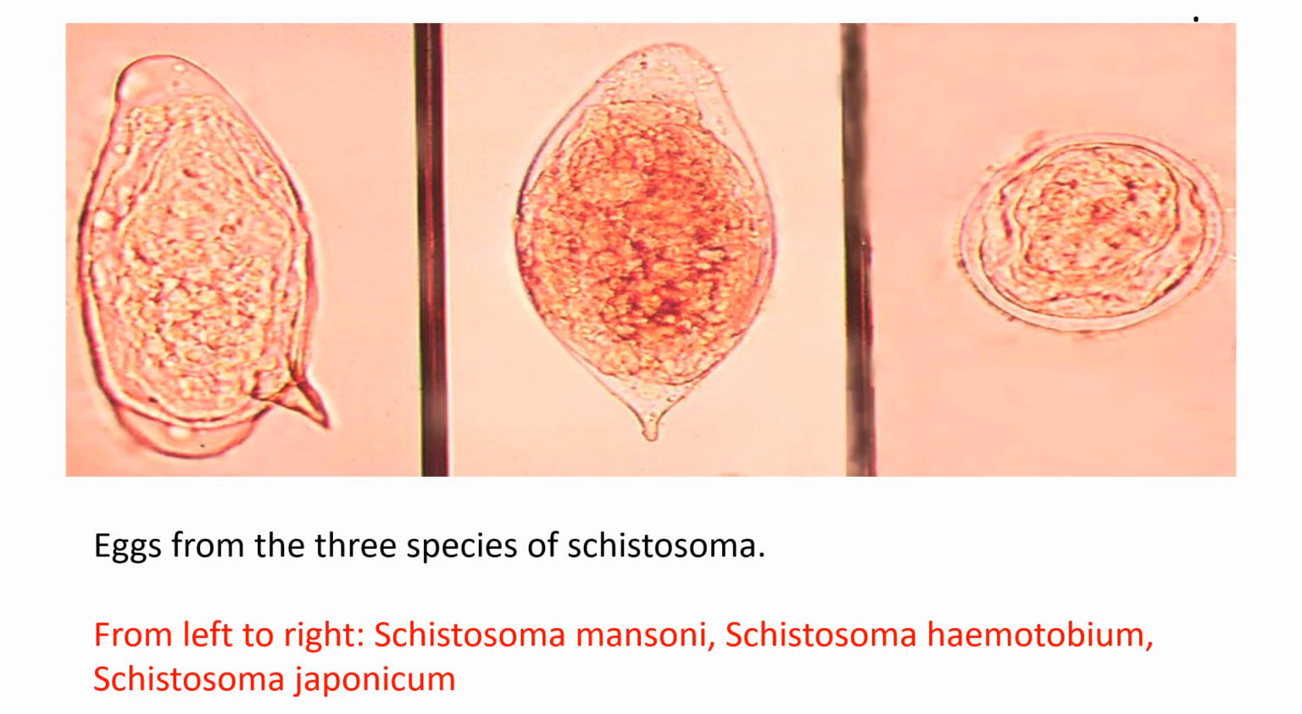This shows eggs from three species of Schistosoma. The left one is Schistosoma mansoni, and the right one is Schistosoma japonicum. The middle one is Schistosoma haematobium.